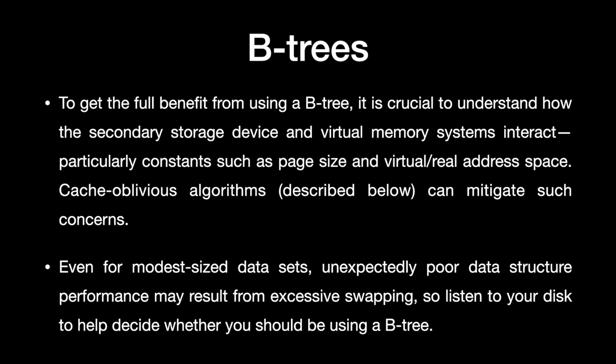To get the full benefit from using a B-tree, it is critical to understand how the secondary storage device and virtual memory systems interact, particularly constants such as page size and virtual versus real address space. Cache-oblivious algorithms, described below, can mitigate such concerns. Even for modest-sized data sets, unexpectedly poor data structure performance may result from excessive swapping, so listen to your disk to help decide whether you should be using a B-tree.